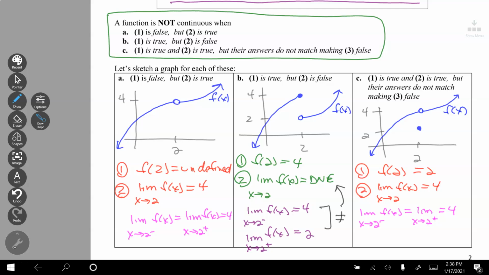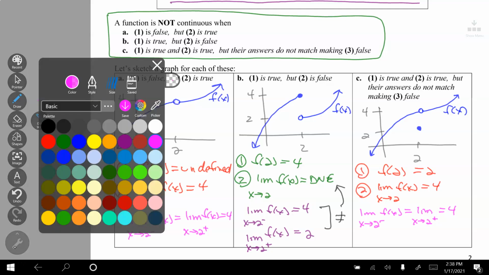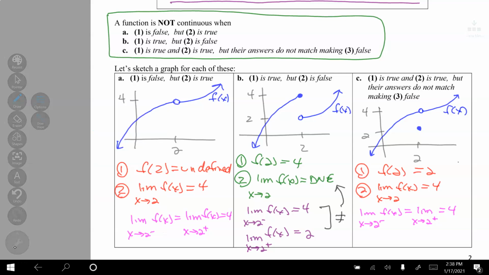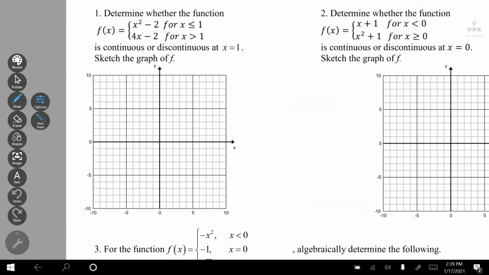They both have values. The value exists, the limit exists, but this is not a continuous function because, as you can see right now, part 1 does not equal part 2. Therefore, it is discontinuous.